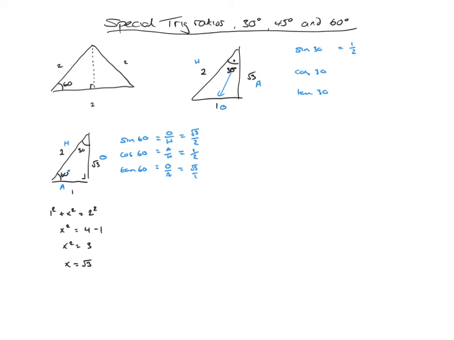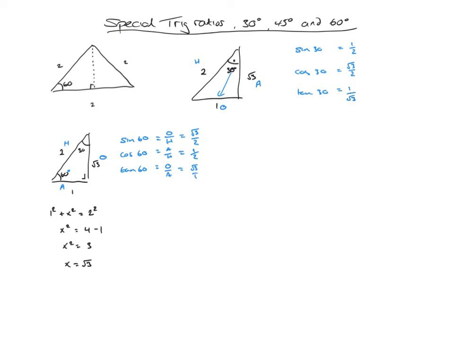The cosine of 30 is equal to the adjacent over the hypotenuse, which is root 3 over 2. And tan 30 is equal to the opposite, which is 1, over the adjacent, which is root 3. So this is equal to 1 over root 3. So I now have sine, cos and tan of 30 degrees and 60 degrees.